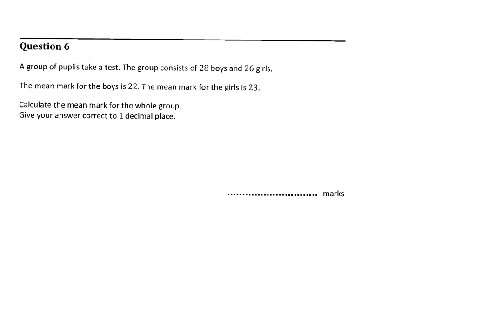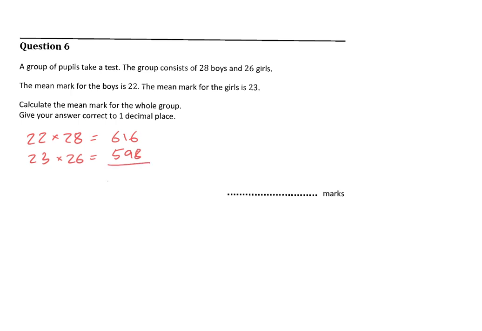So as a first step, we take the boys' score, which is 22, their mean is 22, and you multiply that by the 28 boys. That gives us a total of 616. So all 28 boys scored a total of 616. Then we take the mean score for the girls, which is 23, and we multiply that by the 26 girls, and that gives us 598. So the total for all the girls is 598.